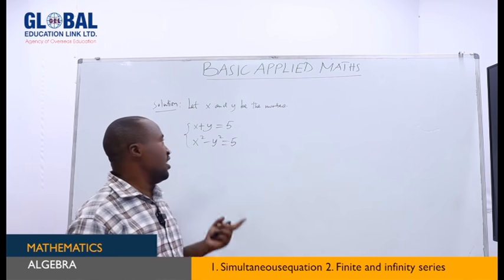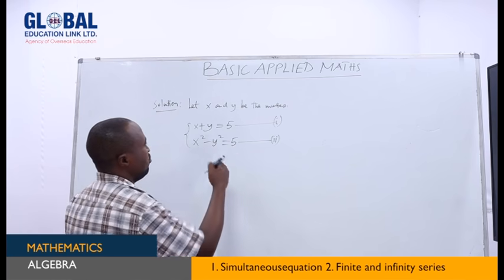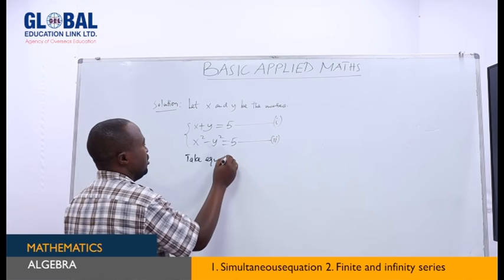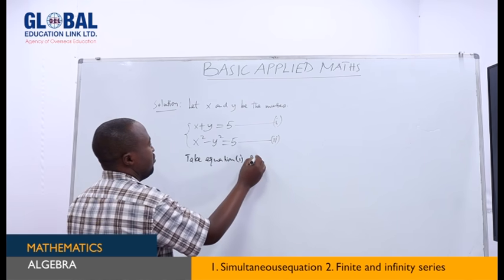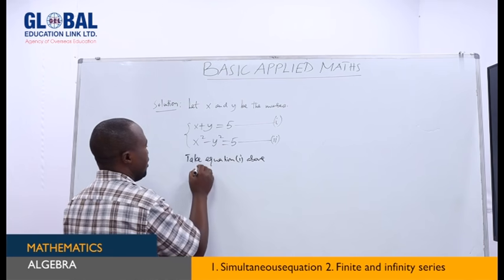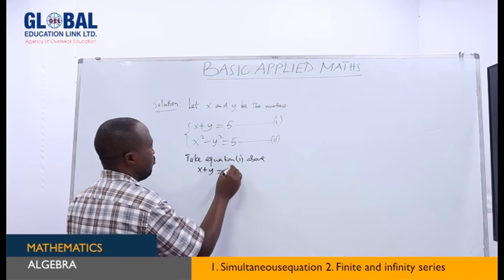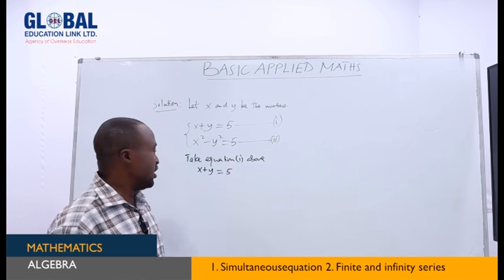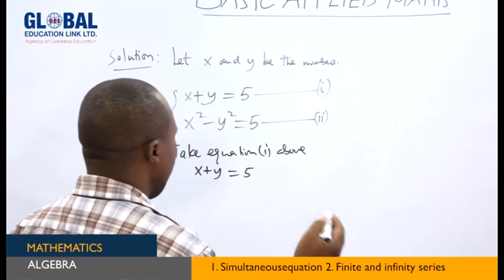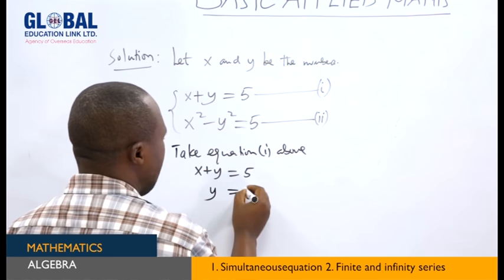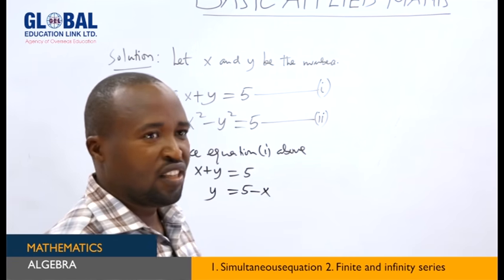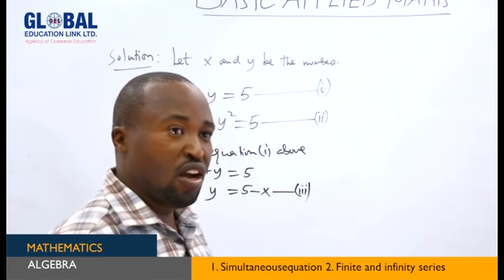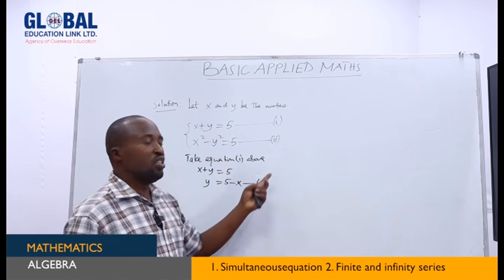So my dear student, you have a simultaneous equation. Now take equation 1 above, that is x plus y is equal to 5. Now it is your decision either to make x the subject or y the subject. Suppose we make y the subject. So we are going to have y is equal to 5 minus x. Now call this equation 3. Now we have 3 equations: equation 1, equation 2, and equation 3.